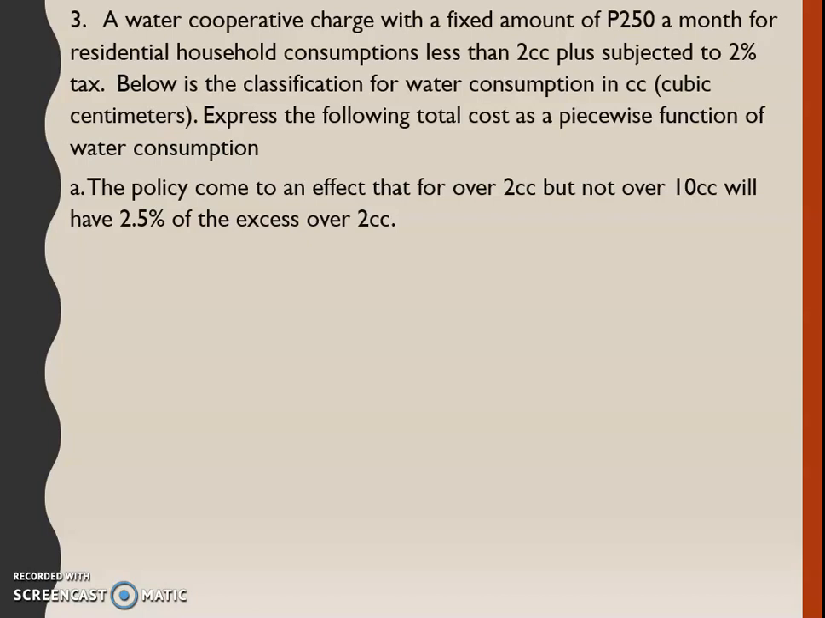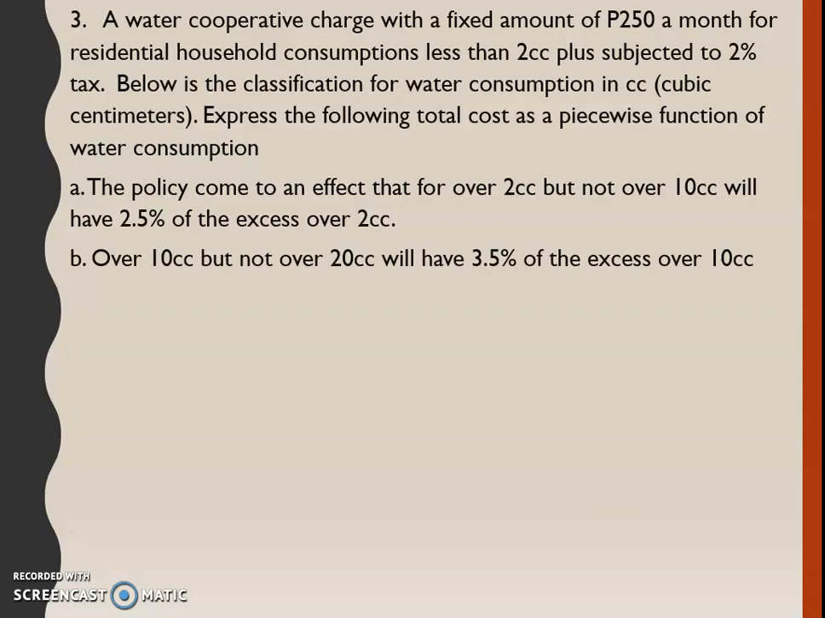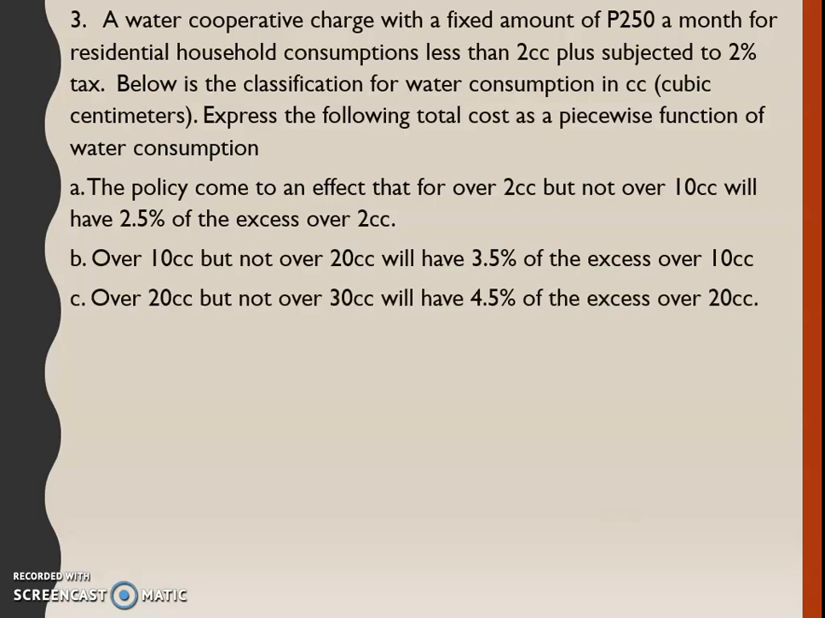The policy takes effect that for every 2 cubic centimeters but not over 10 cubic centimeters will have 2.5% of the excess over 2 cubic centimeters. Over 10 cc but not over 20 cc will have 3.5% of the excess over 10 cc. Over 20 cc but not over 30 cc will have 4.5% of the excess over 20 cc. Over 30 cc will have 7.5% of the excess over 30 cc.